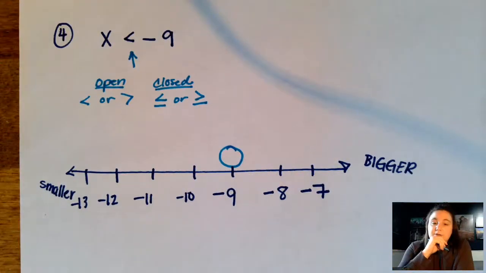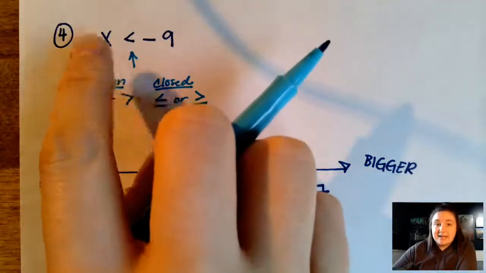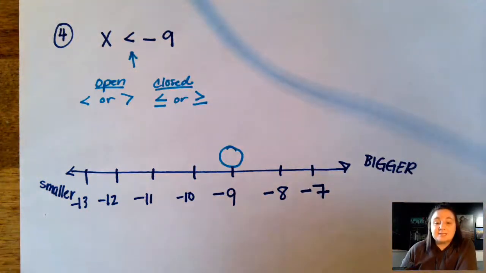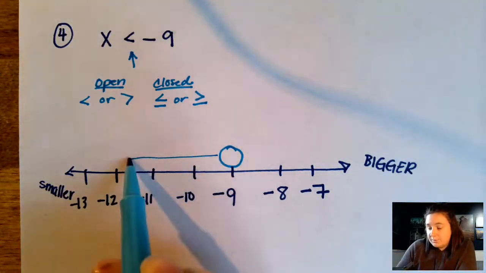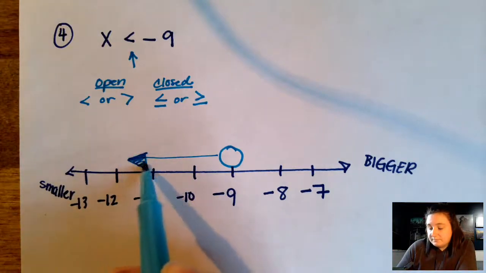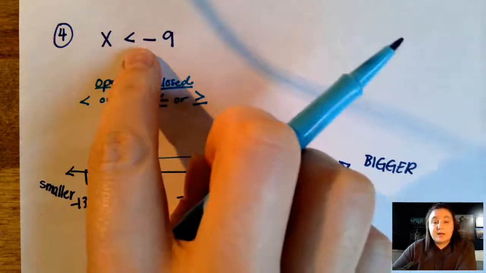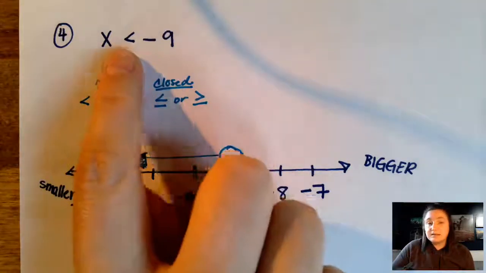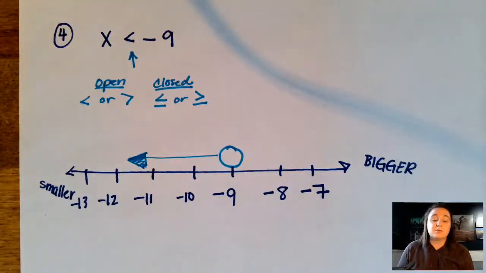Then I need to determine what direction arrow I should have. And that's where you need to be able to know your symbols and read the sentence. So this sentence says x is less than negative 9. If x is less than negative 9, we need our arrow to point toward the smaller numbers, toward the less than numbers, so our arrow should point this way. So if you don't know those symbols by heart, you have to make some flashcards or do some studying, because you're going to need to know these symbols to do all of these parts.